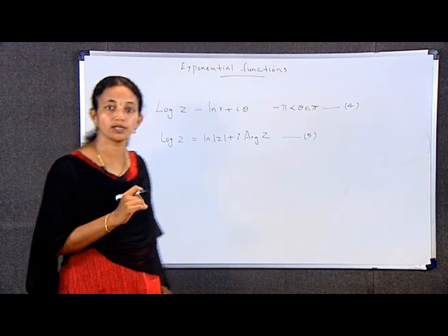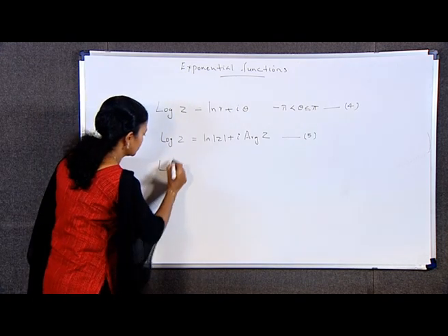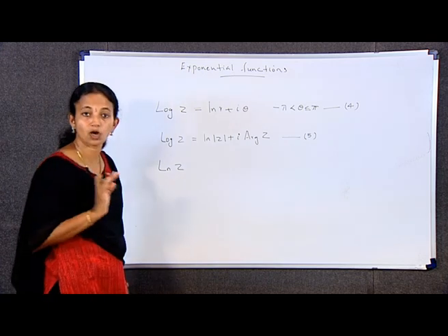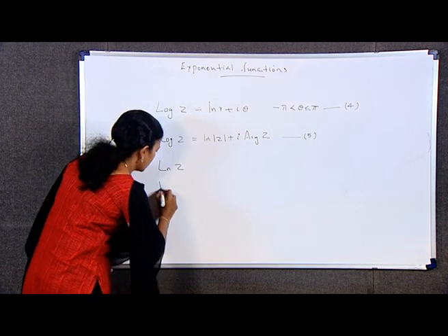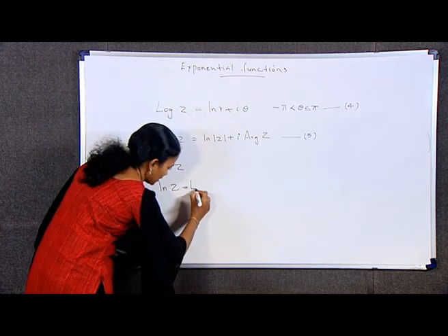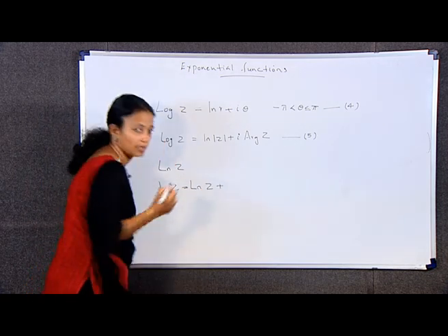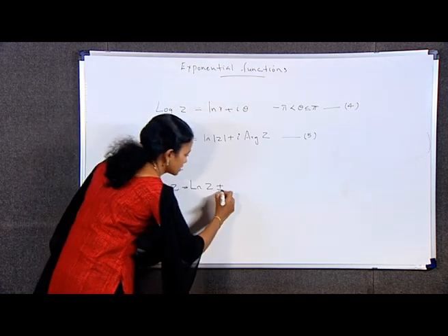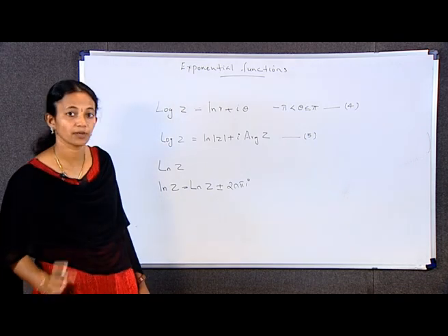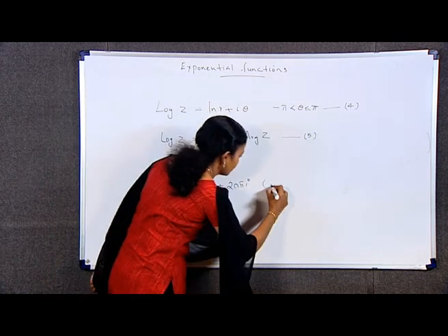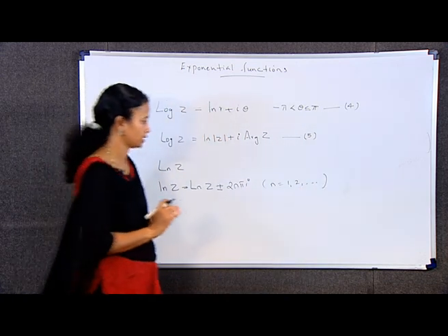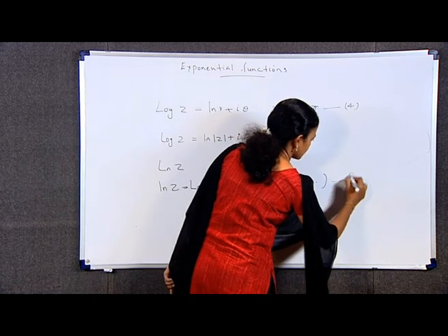Log z is also denoted by what? We can also denote it by capital Ln z. This Ln z is equal to capital Ln z plus or minus 2n pi i, where n varies from 1, 2, 3, etc., up to infinity. Mark it as equation number 6.